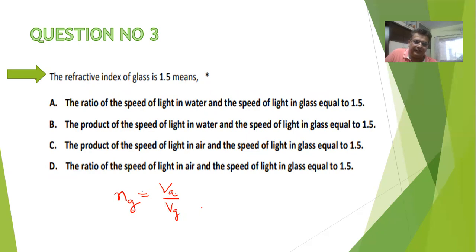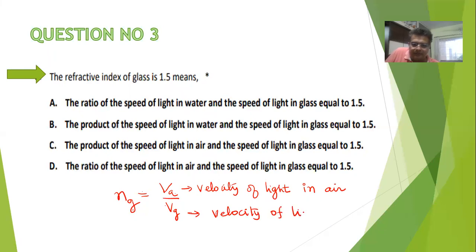VA divided by VG. What is VA? VA is the velocity of light in air. What is VG? VG is the velocity of light in glass. So I can write the formula for refractive index of the glass, that is Ng.